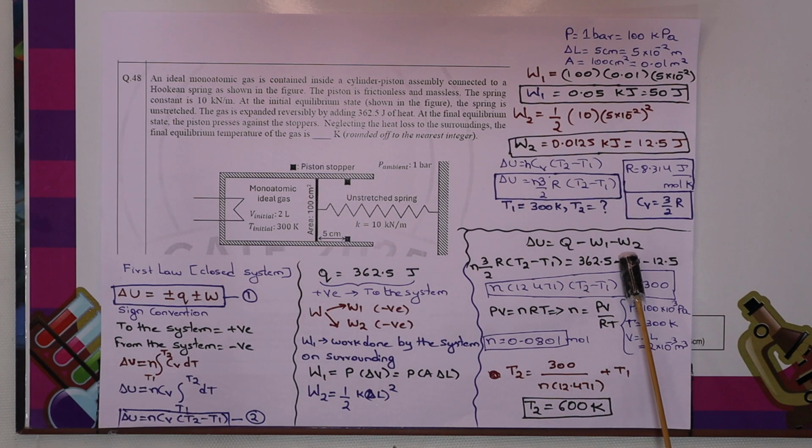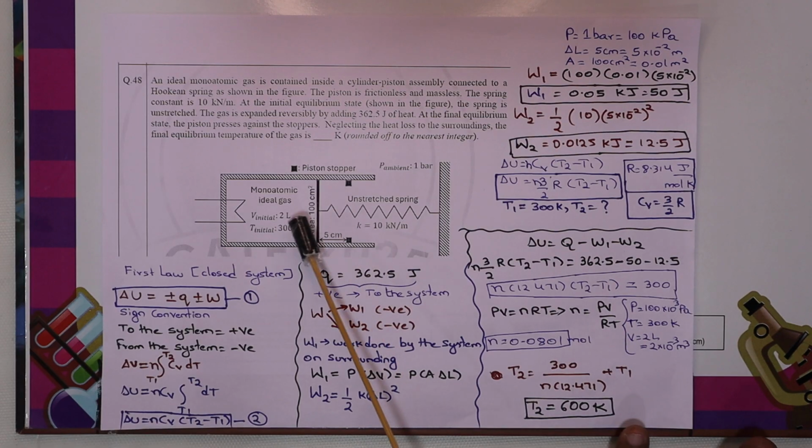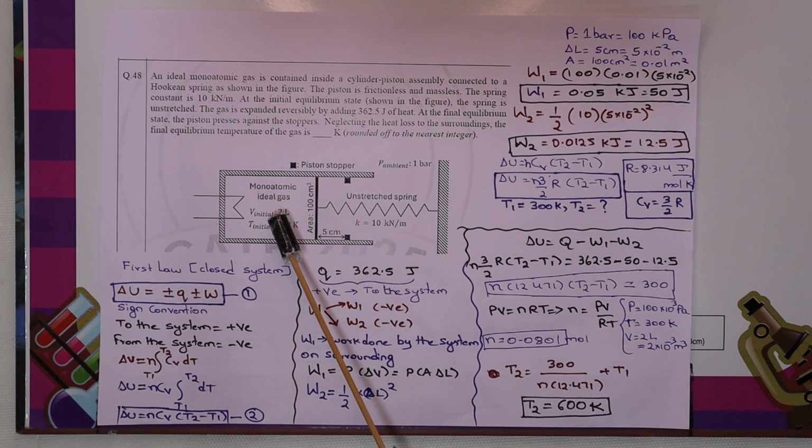So finally, if you substitute everything in this formula, N into 3 by 2 R, T2 minus T1 is nothing but 362.5 minus 50 minus 12.5. From this you get N into 12.471 into T2 minus T1 is equal to 300. Then you don't know N here. You know T1, the initial temperature, it is given as 300 Kelvin. That means you don't have any information about the moles. Simply use the information that during the process the moles of gas are not changing, only it got expanded.